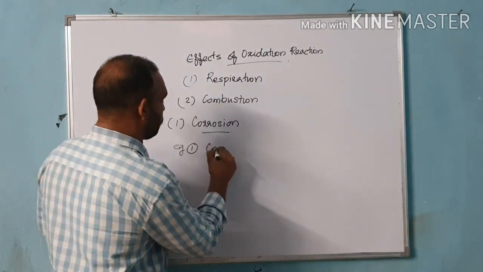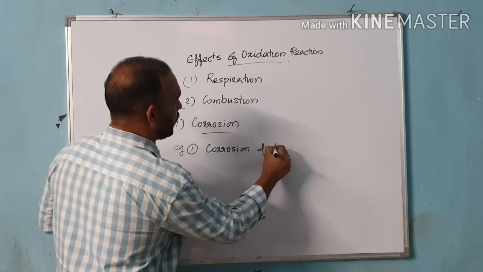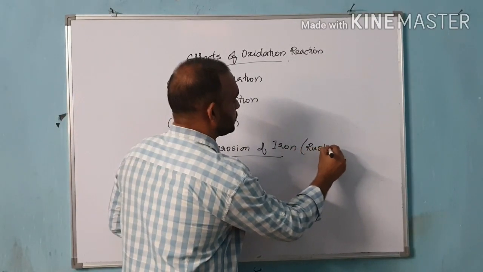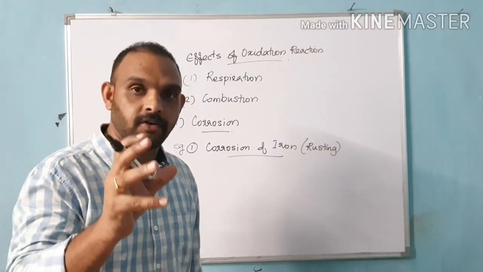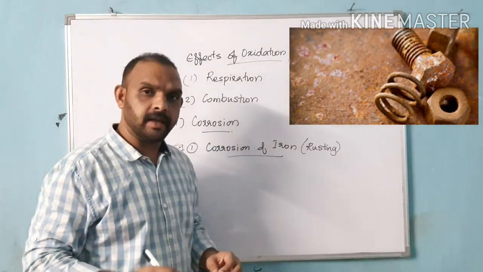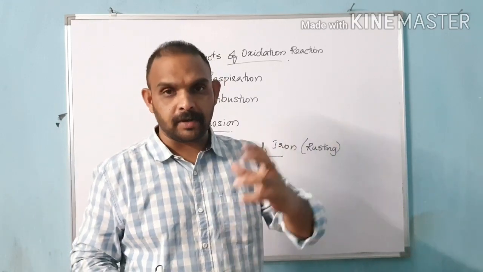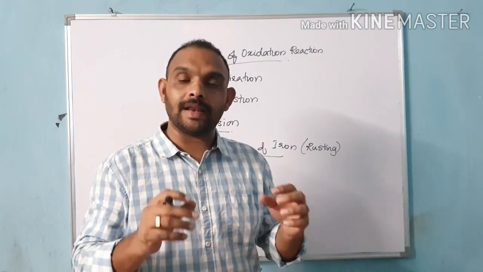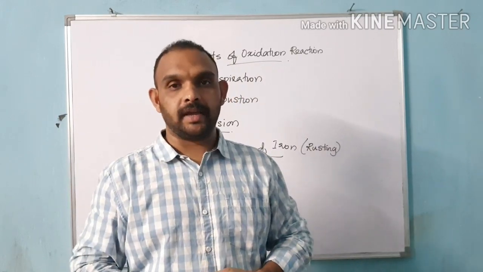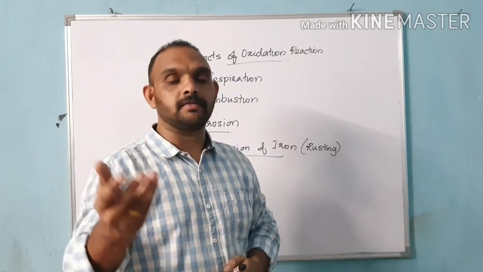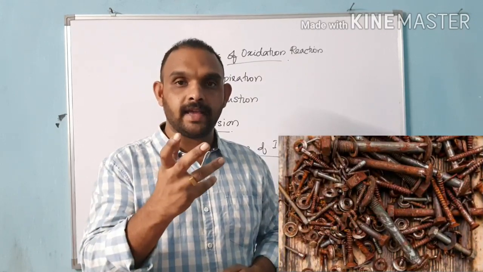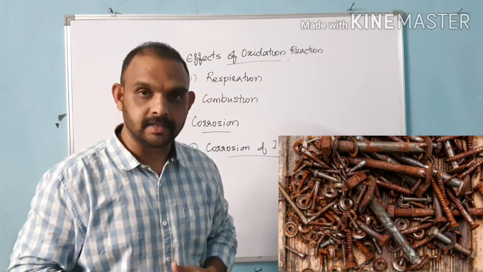So, rusting is actually what? It is the corrosion of iron. When iron particles corrode, we call that process rusting. Now, a freshly purchased iron nail has a shine. Suppose you leave that iron nail outside, kept open for a long time. After some time, when you observe it, you can see it has acquired a brown flaky coating. And that coating we call rust.